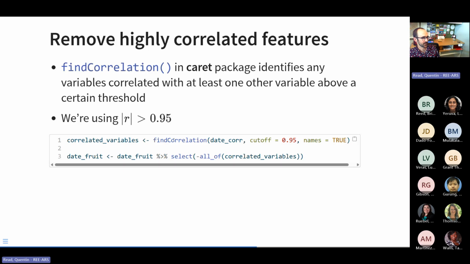So the findCorrelation function will do that, and then we can use the select function, which I told you this morning is used to select columns of a data frame. If we use the minus sign on select, it will delete columns, and so we can select minus sign all of the correlated variables. That will delete the columns containing those correlated variables from our data set, and I'll assign the result back to date fruit. So now we're going to have fewer columns than we started with by getting rid of some of those correlated features. That's what we're going to do here.